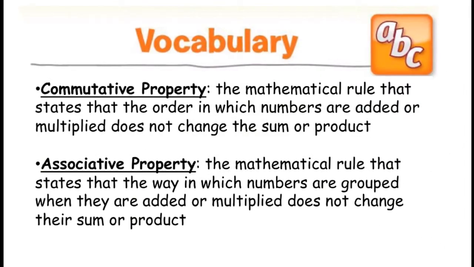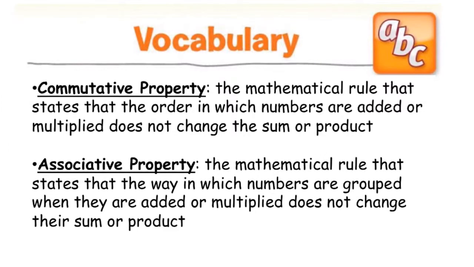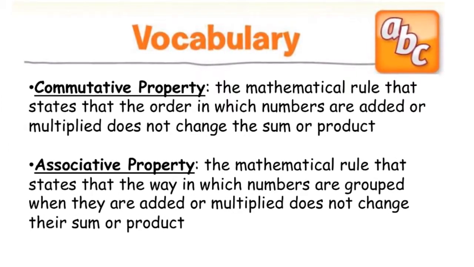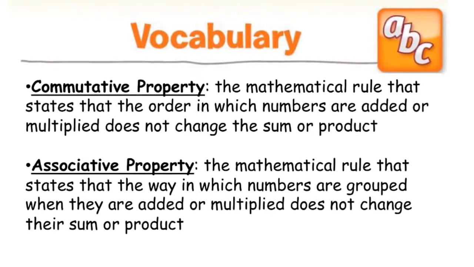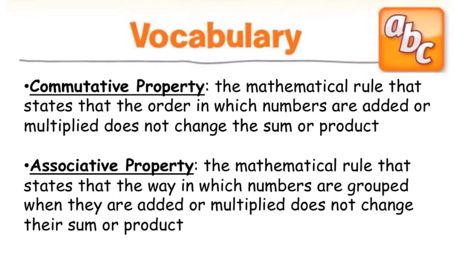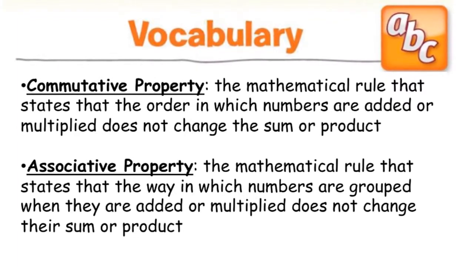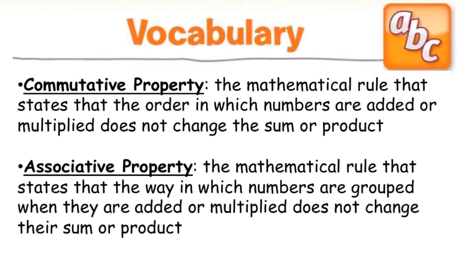The commutative property pretty much states that when you are adding or multiplying, the order of the numbers does not really matter. If you had, let's say, 2 times 4 and 4 times 2, it'll still give you the same product. In the associative property, they're pretty much saying that no matter which way you group an addition problem or multiplication problem, you should still get the same solution.